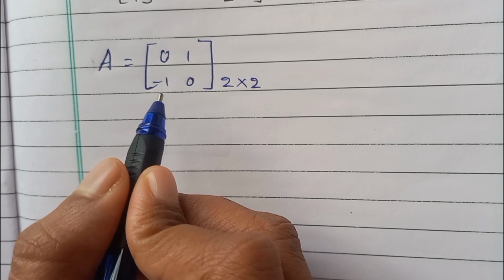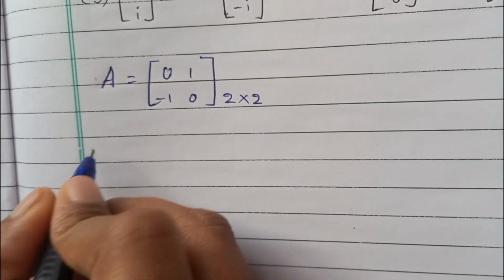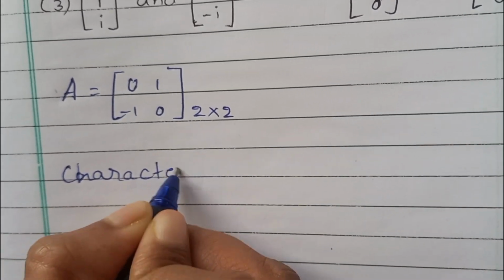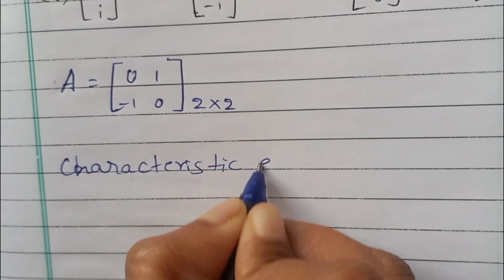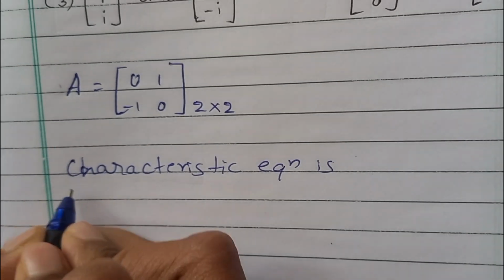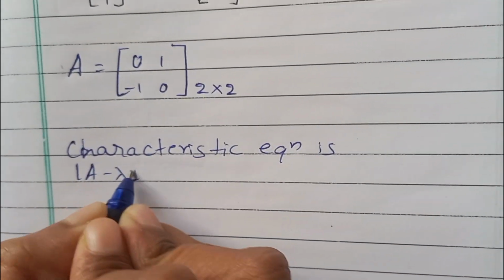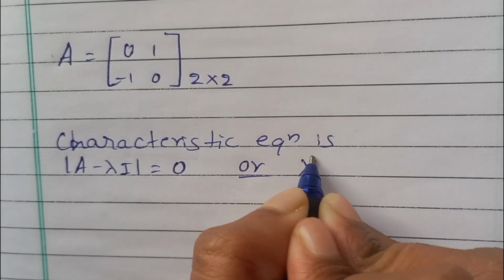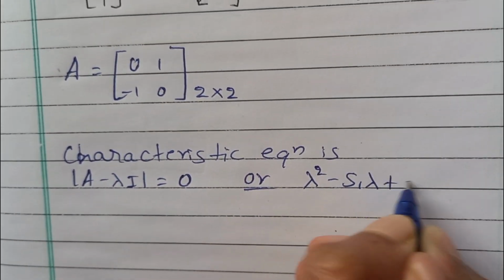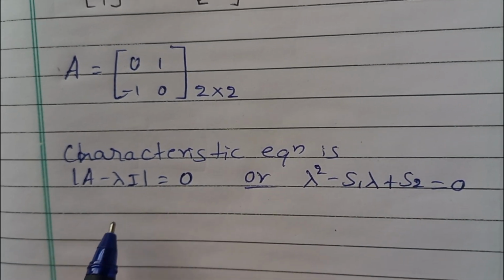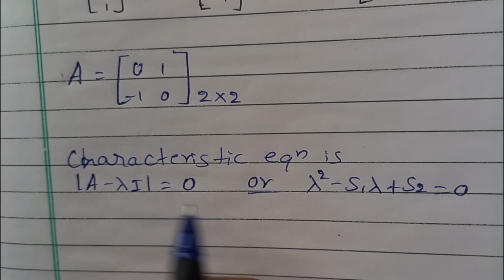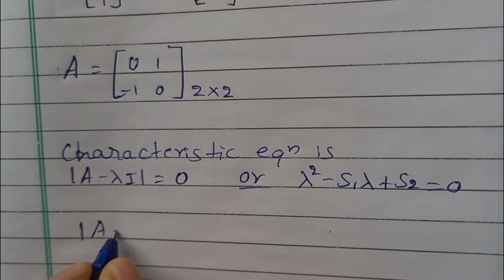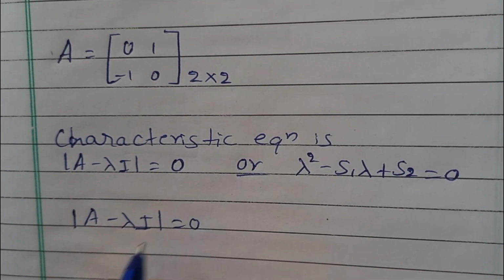To find the eigenvectors, first we find the eigenvalues. Therefore the characteristic equation is |A minus lambda I| equal to 0. We have another equation, lambda square minus S1 lambda plus S2 is equal to 0. In these two equations, we use one equation to find the eigenvalues. First, we are using |A minus lambda I| equal to 0.